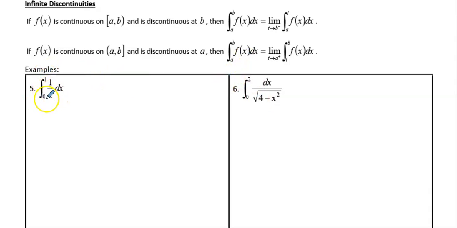So if you look at example number 5, we're going to integrate from 0 to 1 of the function 1 over x. Well, you all know as well as I know that if you were to graph the function 1 over x, then it is actually undefined at 0. So I can't actually get a value for that here.